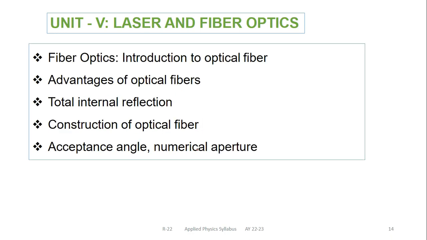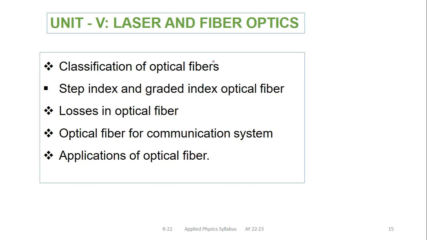As the second part of unit 5, we have fiber optics, with an introduction to fiber optics. Then what is the advantage compared to normal total internal reflection. Then we will see the construction of optical fibers. In that construction, we will see what we mean by acceptance angle and numerical aperture, and the classification of optical fibers as step index and graded index fiber.